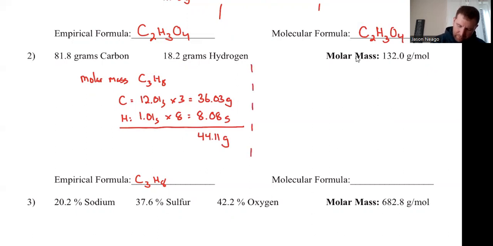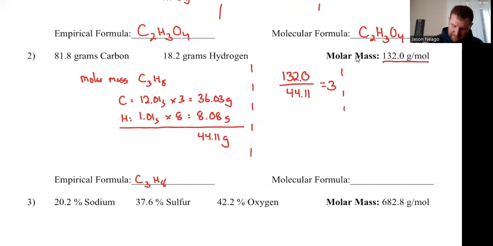In step number 2, I'm going to take the molar mass of my molecular formula, which is 132.0, and I'm going to divide it by the molar mass of my empirical formula, which is 44.1. And when I do that, 132 divided by 44.11, I'm going to get 2.992. So we're going to call that 3.